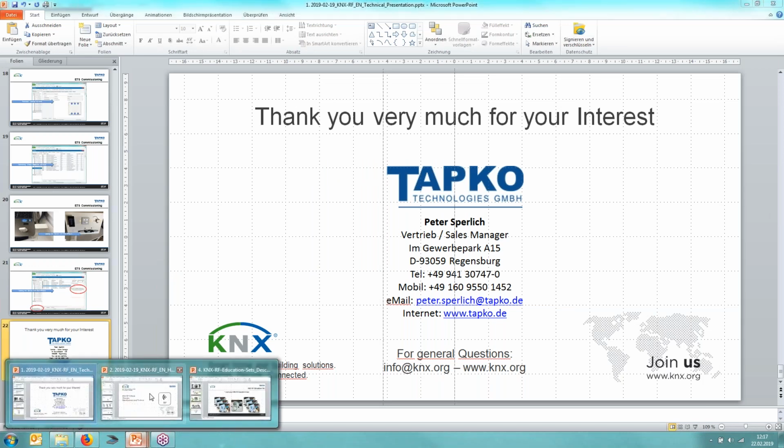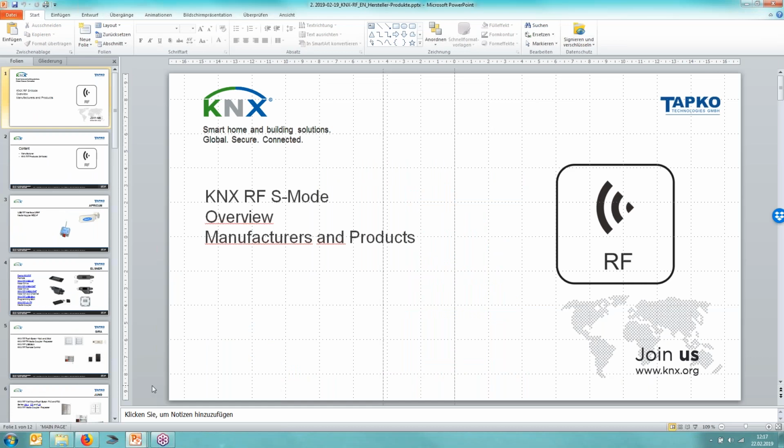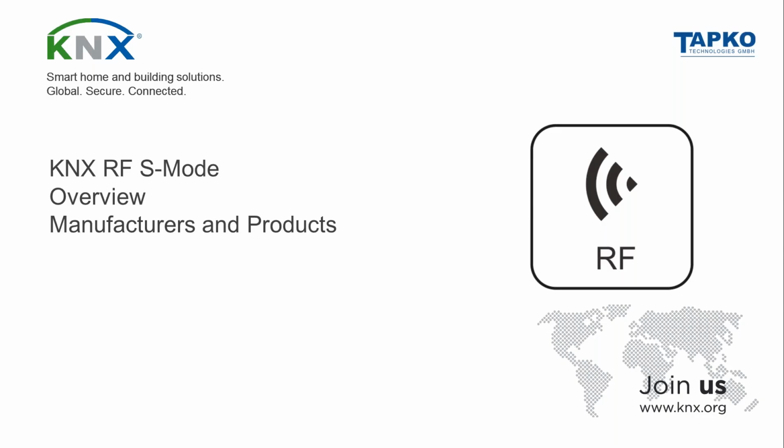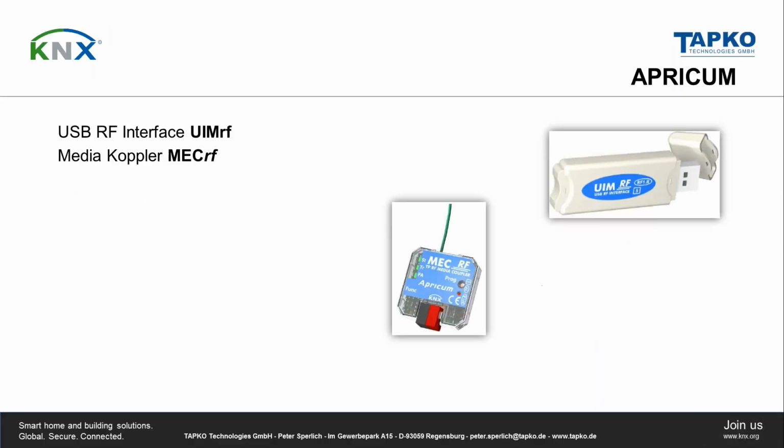So let's go to the second part. This presentation is for the overview about the manufacturers and the products that are possible now on the market. So the first manufacturer is Apricom. I'm going in alphabetical order. Apricom has an interface for KNX RF and has a media coupler.